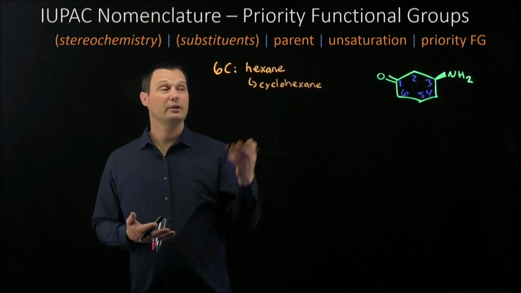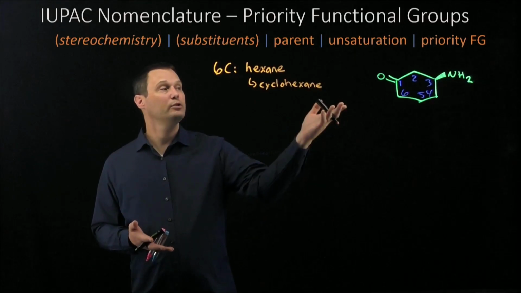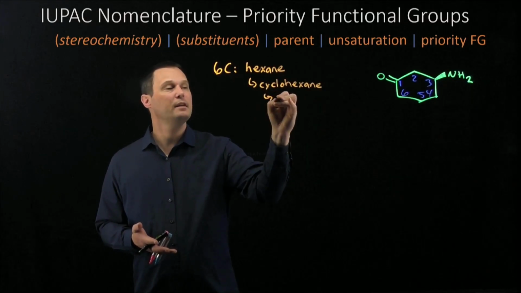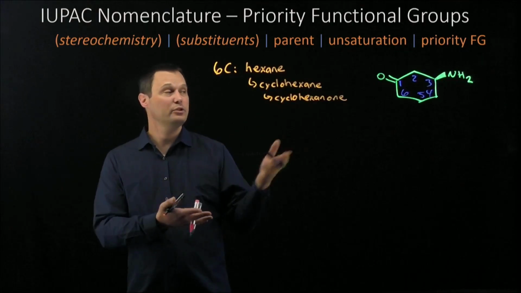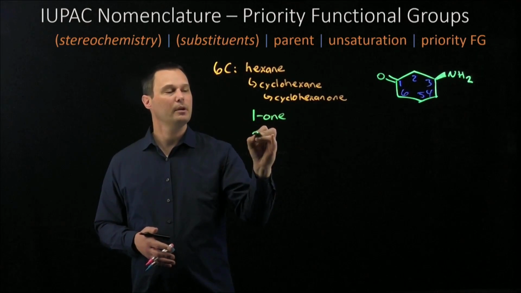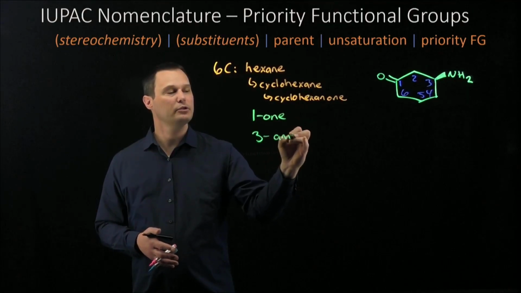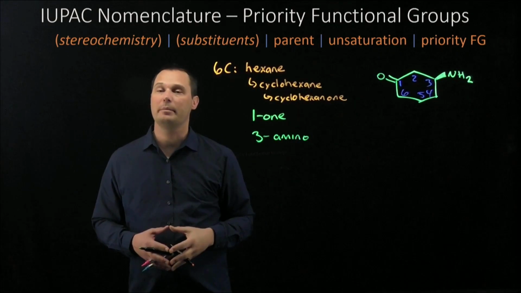But the name of our parent hydrocarbon isn't going to be cyclohexane either, is it? Because we have the priority functional group in the ketone, we'll update the end of the molecule name and we'll call it cyclohexanone. Next, we list the substituents and their location. On carbon number 1, we have the ketone functional group, and on carbon number 3, we have the amino functional group. Amino is the way we list an amine functional group when it's a substituent on a parent hydrocarbon.